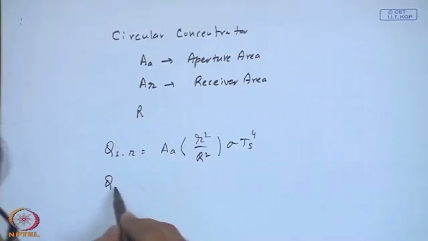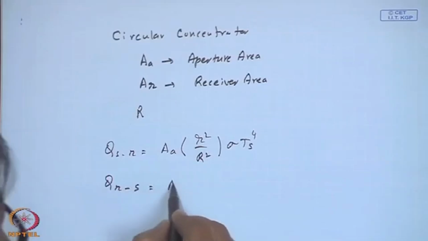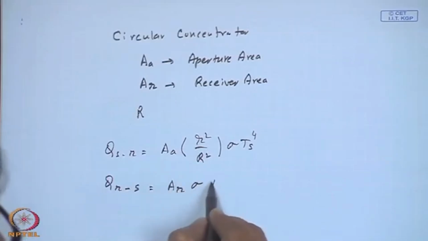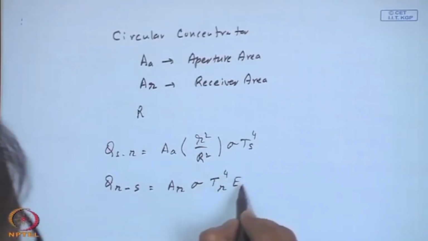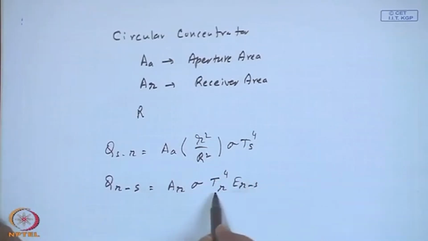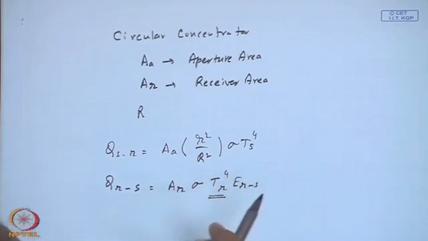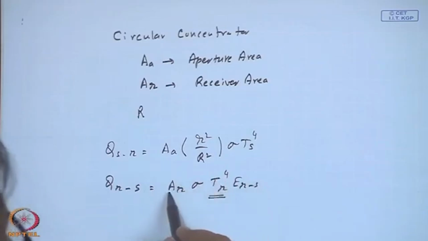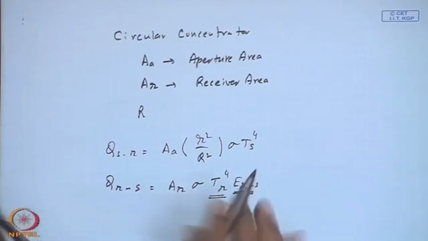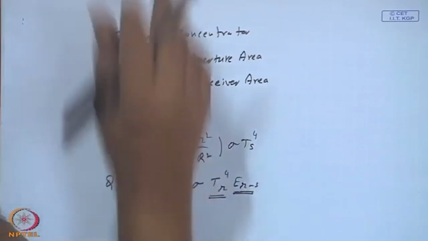So, if we write the emitted energy from the receiver to the sun, it will be A_R sigma T_R to the power 4 into E_rs. If T_R is the temperature of the receiver, it emits, assuming it to be a perfect emitter, sigma T_R to the power 4 multiplied by A_R, the area of the receiver, and a fraction of it, the view factor, will be reaching the sun.